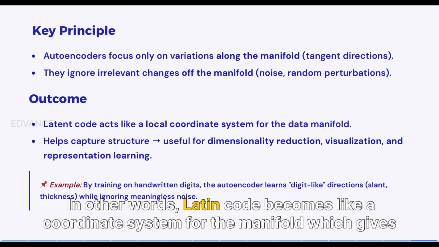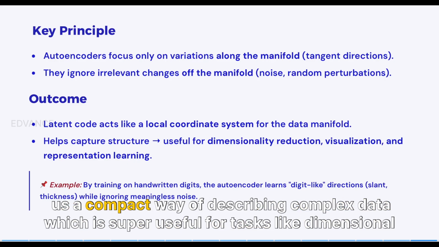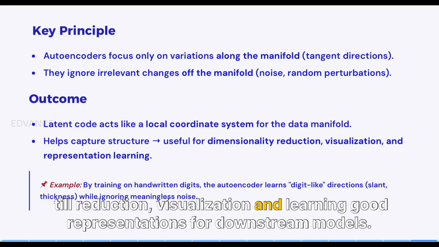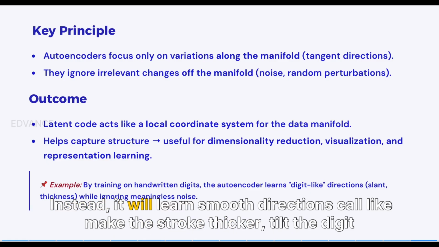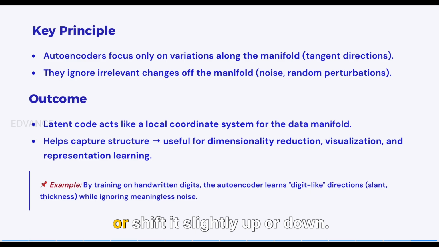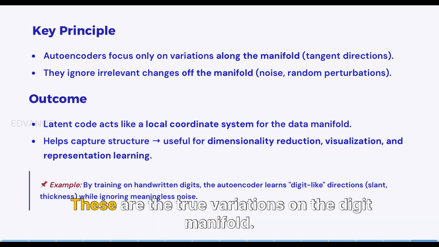In other words, the latent code becomes like a coordinate system for the manifold, which gives us a compact way of describing complex data, which is super useful for tasks like dimensionality reduction, visualization, and learning good representations for downstream models. For example, if you train an autoencoder on MNIST digits, the model won't just memorize images. Instead, it will learn smooth directions like make the stroke thicker, tilt the digit, or shift it slightly up or down. These are the true variations on the digit manifold.